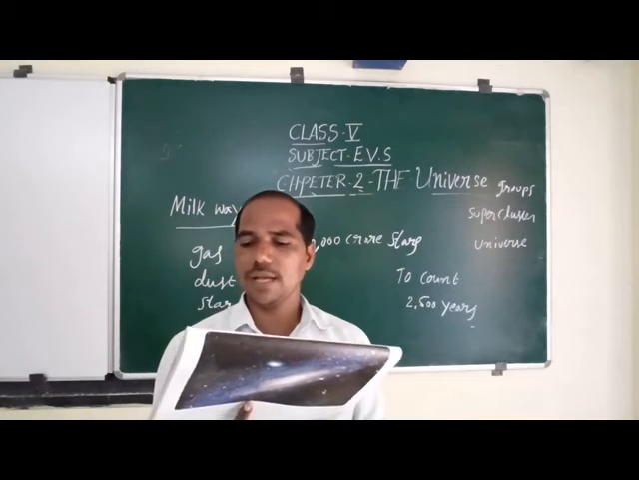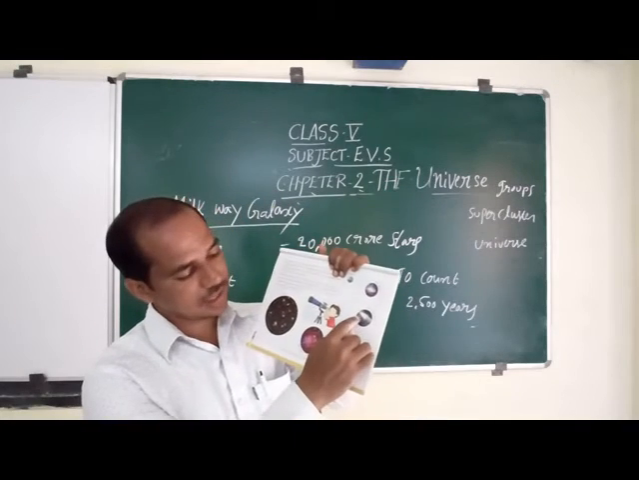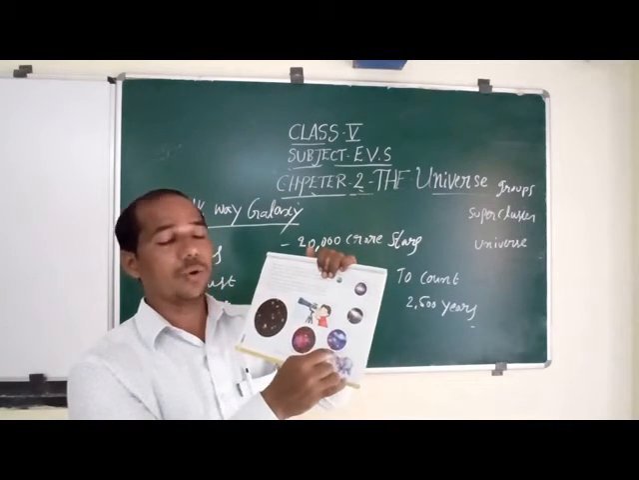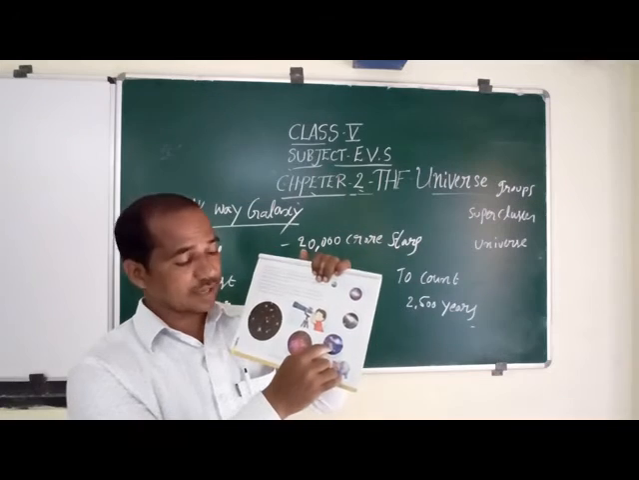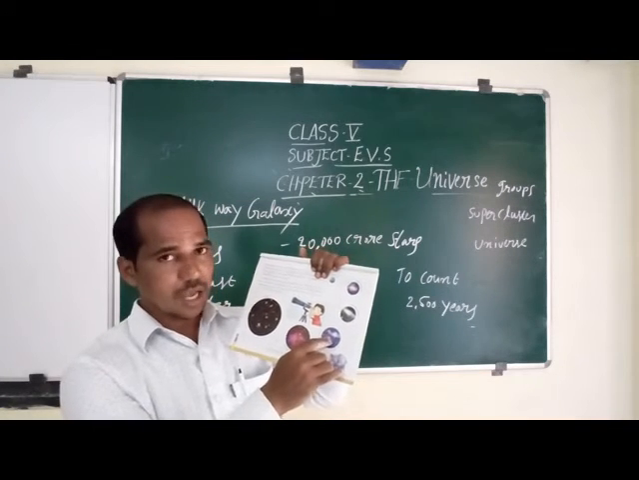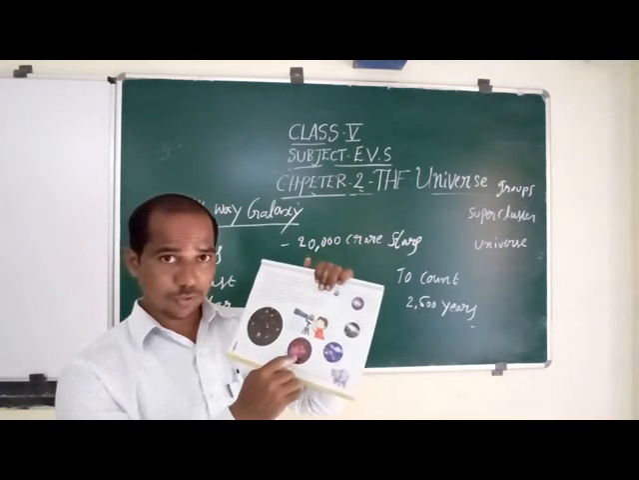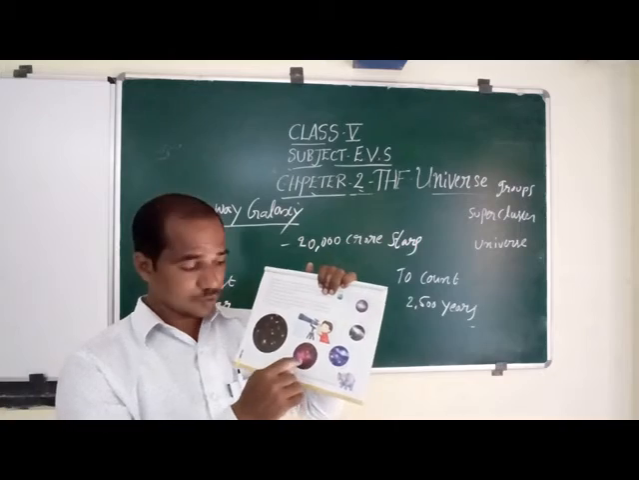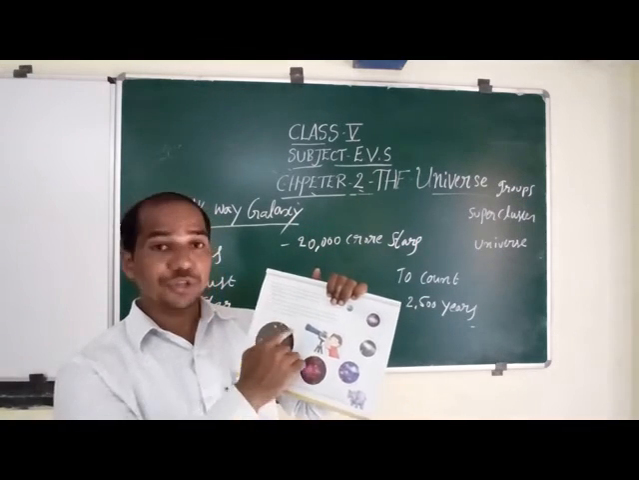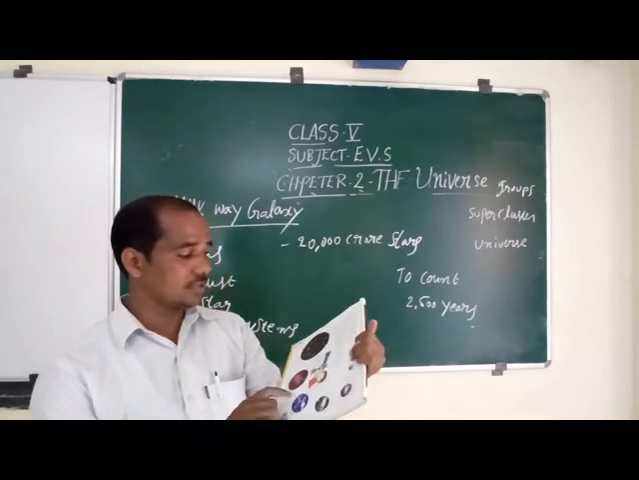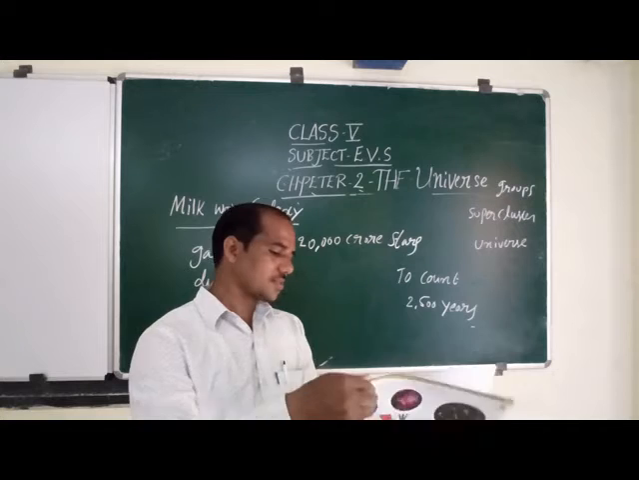This is the Milky Way galaxy. It is part of the local group, and local groups make a supercluster, which is part of the universe. You can imagine how big it is. Okay. Next.